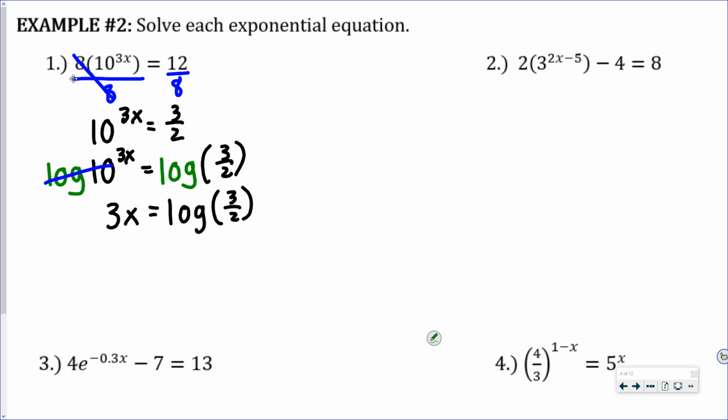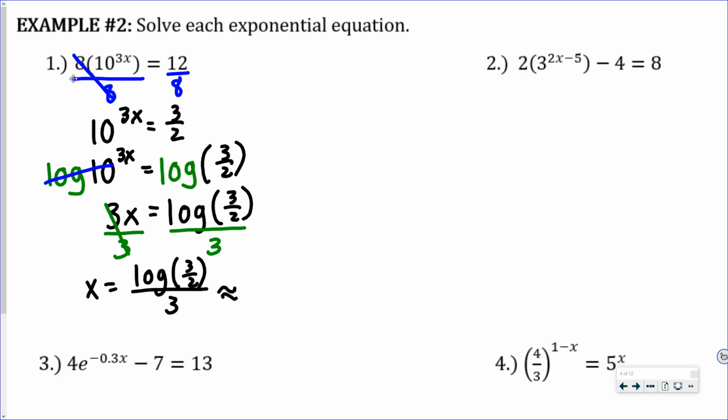Okay. Again, I picked the common log because I had base 10 over there. Only one layer left to take off my variable. That'd be divided by 3. Get rid of that. So as an exact answer, we could say that's the log of 3/2, all of that being divided by 3, or you could times it by 1/3. And we're going to get an approximation here in a second.